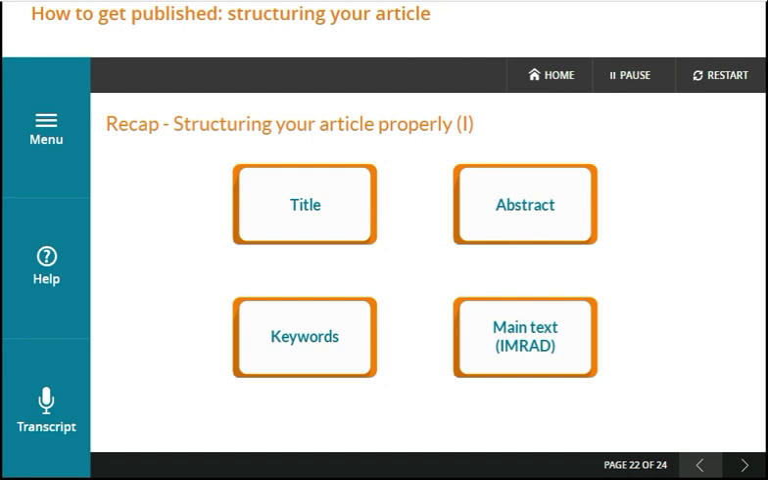The main text of the article includes introduction, methods, results, and discussion, or IMRAD. The discussion is where you can really showcase the importance of your results and explain how they advance understanding in your field.